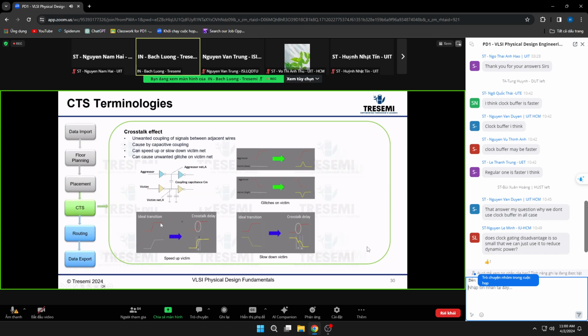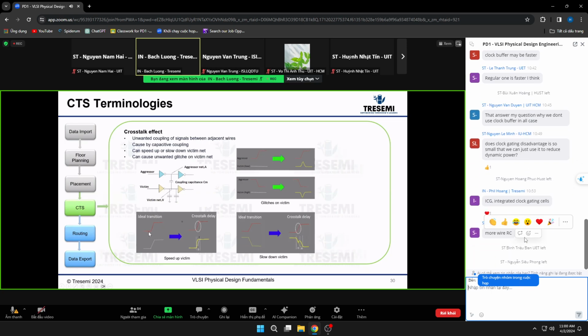The crosstalk effect can speed up or slow down the victim net. It can also cause an unwanted glitch on the victim net. So for example, here, this is the aggressor, and this is the victim. They're switching in the same direction, so you can see the victim got sped up. The aggressor is so strong that it goes fast and pulls up the victim along with it. So this is the case where it actually speeds up.